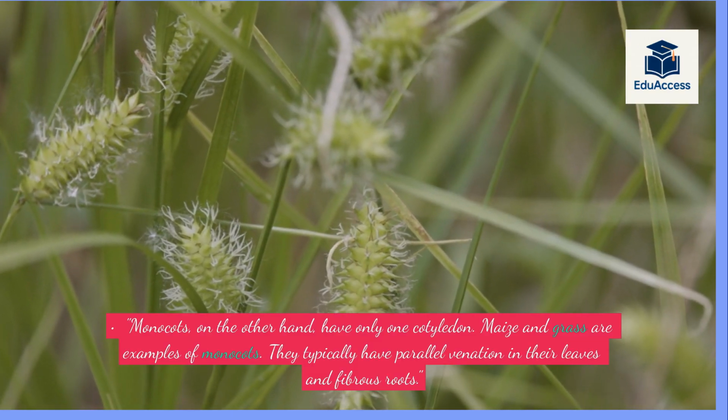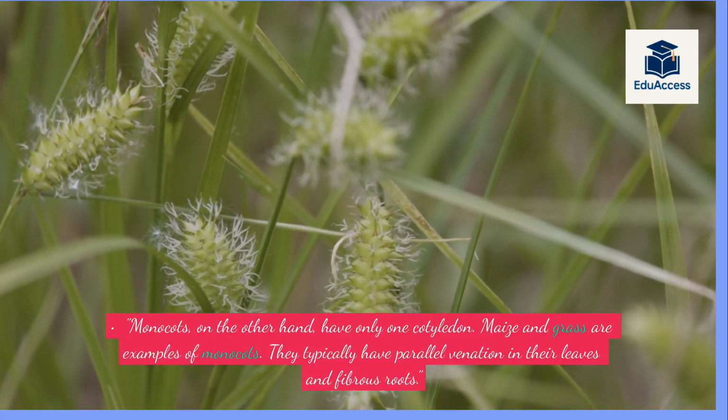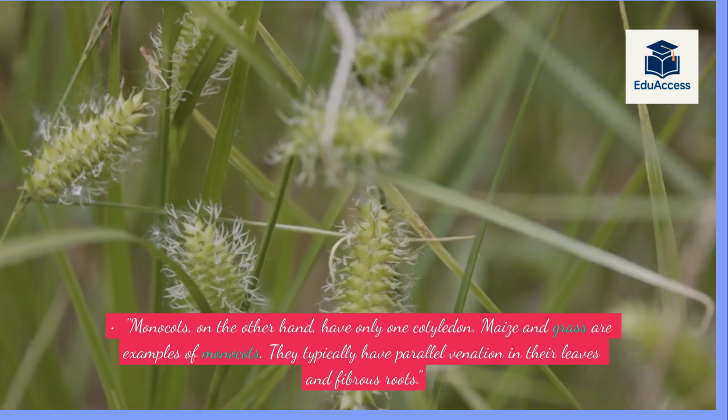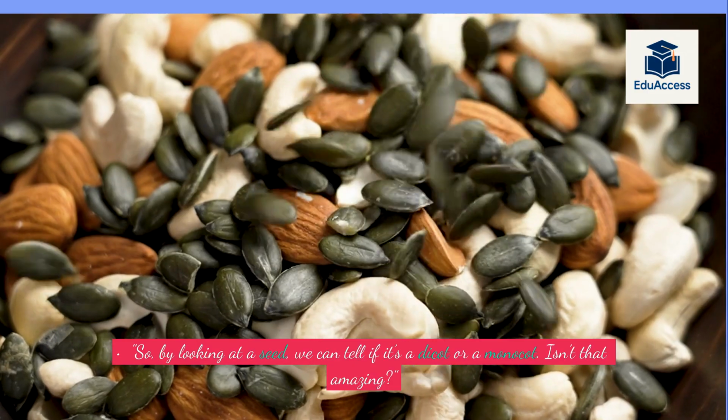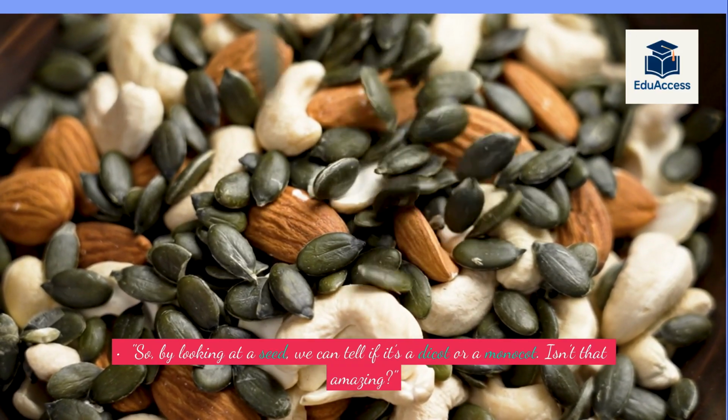Monocots, on the other hand, have only one cotyledon. Maize and grass are examples of monocots. They typically have parallel venation in their leaves and fibrous roots. So, by looking at a seed, we can tell if it's a dicot or a monocot. Isn't that amazing?